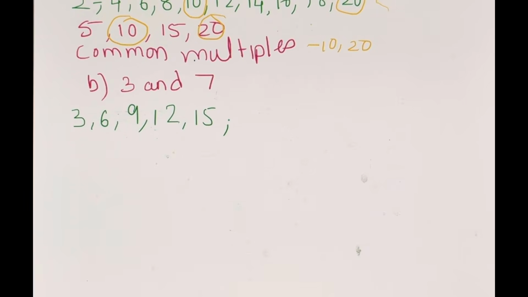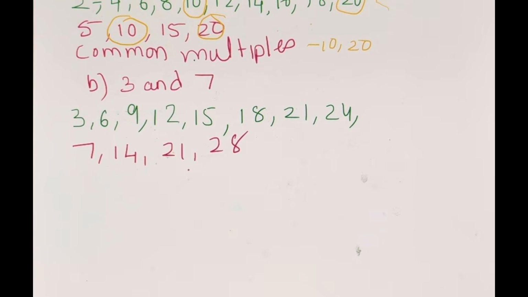And we'll write further 18, 21, 24. Okay. Now we write off 7. So 7, 14, 21, 28, right? You can stop when you see some common multiple in both. So we can see 21 is in both. So common multiple, we write it in short as CM. Common multiple is 21 for 3 and 7.